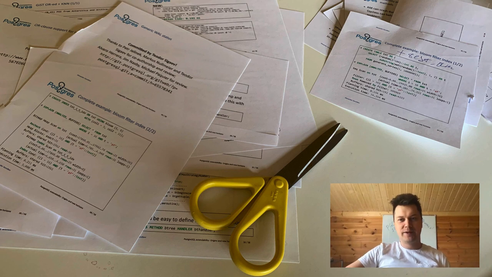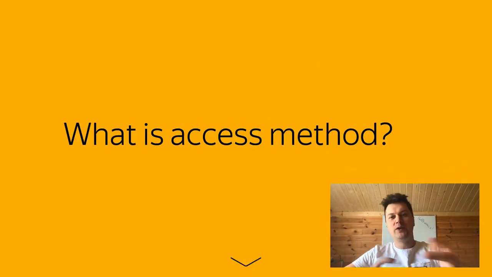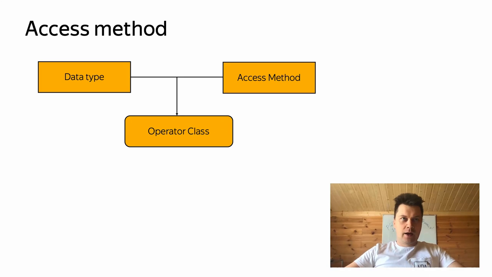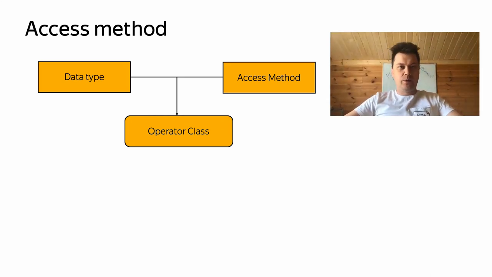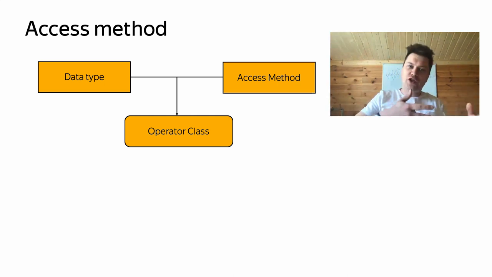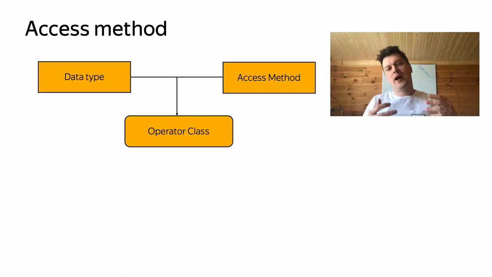First we should talk about what an access method is. When you have a data type, what is a data type? A data type is basically two functions: an in function, which describes how to interpret data into the on-disk format, and an out function, which describes how to interpret data from disk back to a user value.